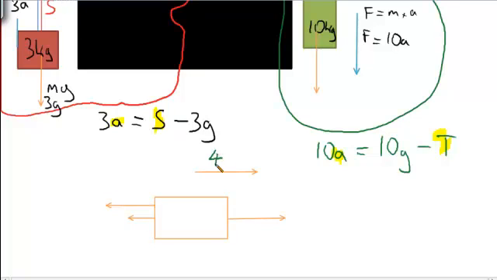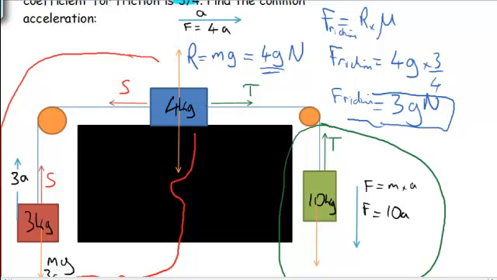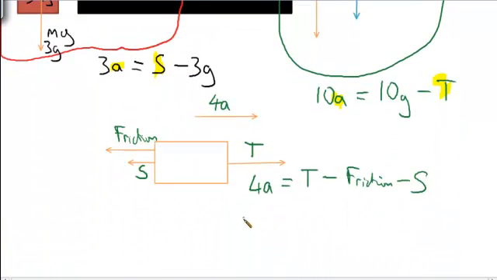So we know that 4A is the overall force. T is the force that's being pulled along that direction. We know S is a resistive force. It's the tension from the 3 kilogram block. And we know we have a force of friction here as well. Adding all these together, we know that 4A is equal to T minus the force of friction minus S. And if you remember, the force of friction was 3G. So we have 4A is equal to T minus 3G minus S.